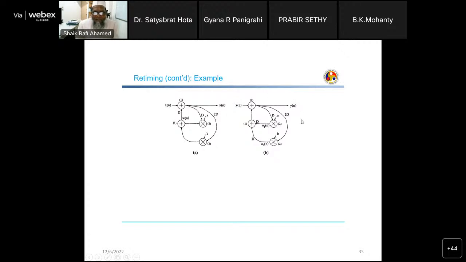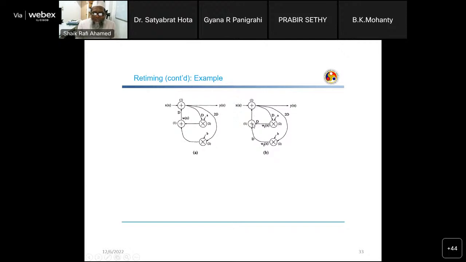Even in pipelining there will be some delay, latency will be there, but in retiming there is no latency also. Exactly, the y of n's are the same. You can easily check from here. But now compared to this, what is the critical path of this one? Because now one delay came here. So from here to here a delay is there, and here to here a delay is there.